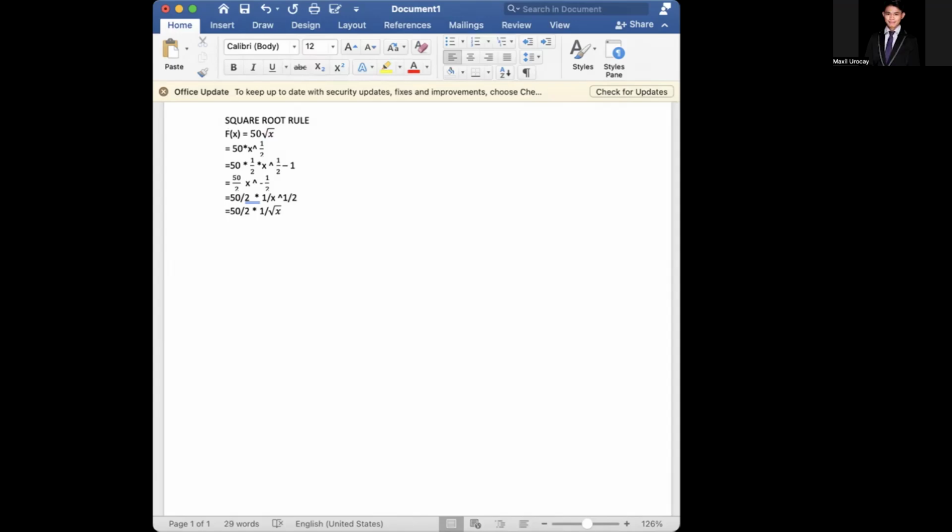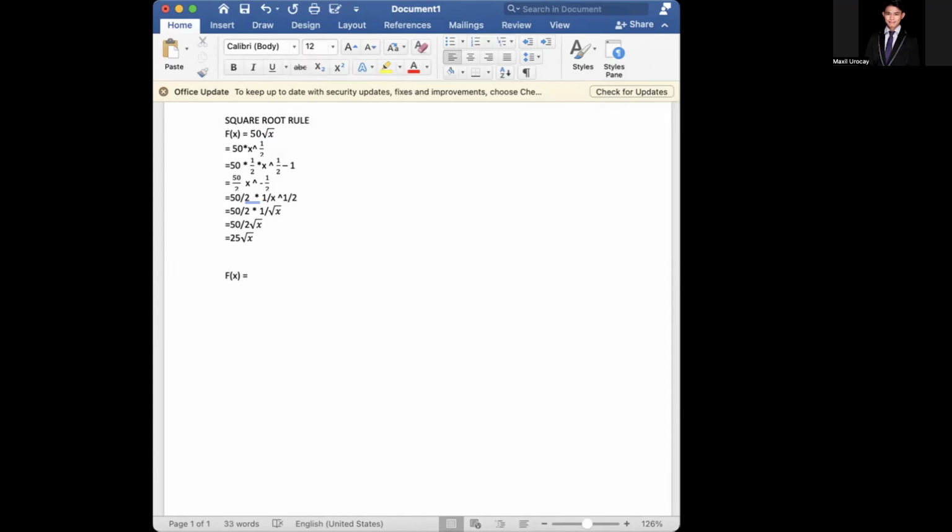Then you will just have to multiply. So it will become 50 over 2 times the square root of x. So 50 divided by 2 will become 25 over the square root of x, if you simplify that one. So it will become like this actually. That is really basic. Now, that is the square root rule. Hopefully that is clear. What if it's negative?